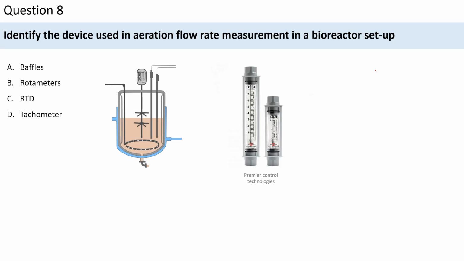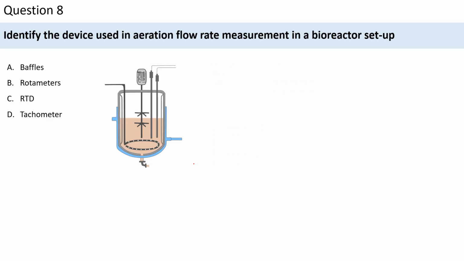So the first is the baffle. Baffles are mainly for what reason? We have already seen all these things at the start of the course. Baffles are mainly to prevent vortexing.